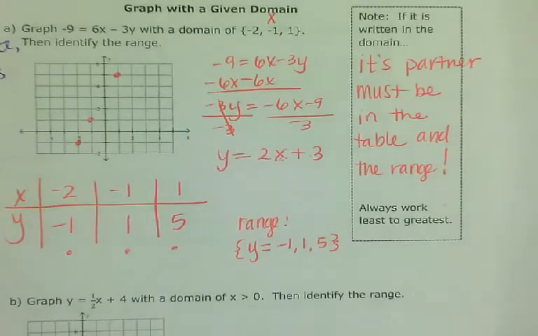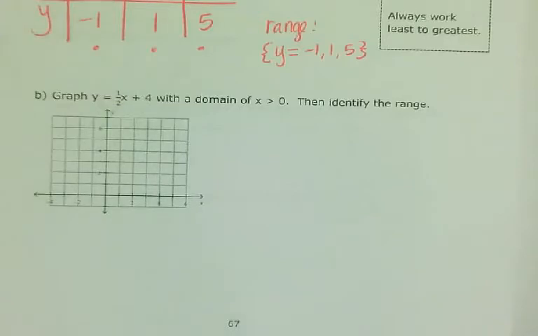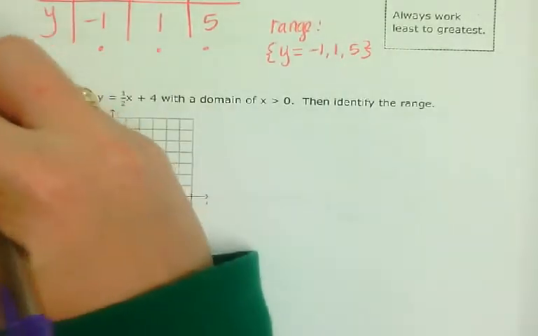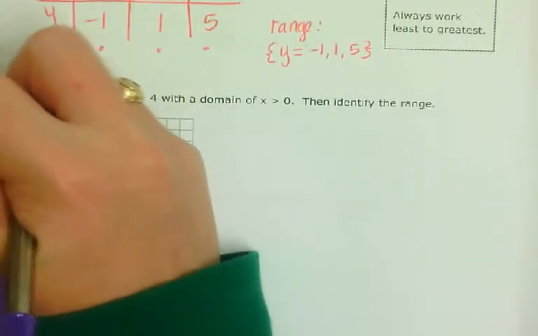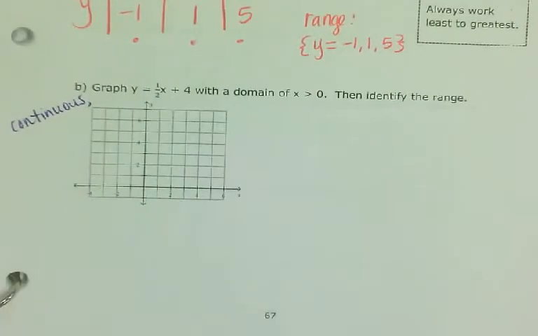All right, so let's look at 2. Tell me how 2 is different. It's saying that the domain is x greater than 0. Okay, so it's got an inequality. It's greater than 0, which means it is continuous. So we're going to put a continuous note over here. What do you think this graph is going to look like? It's not dots because it's continuous.